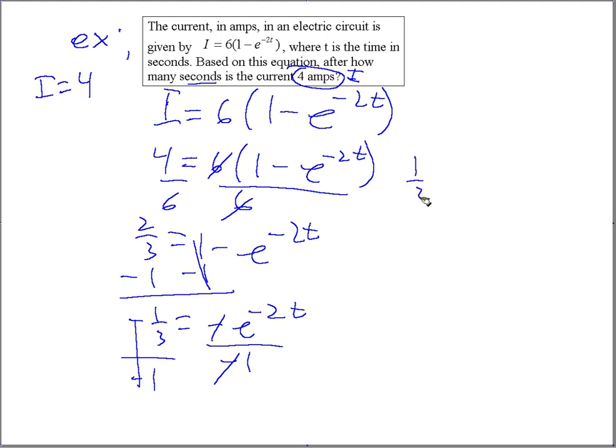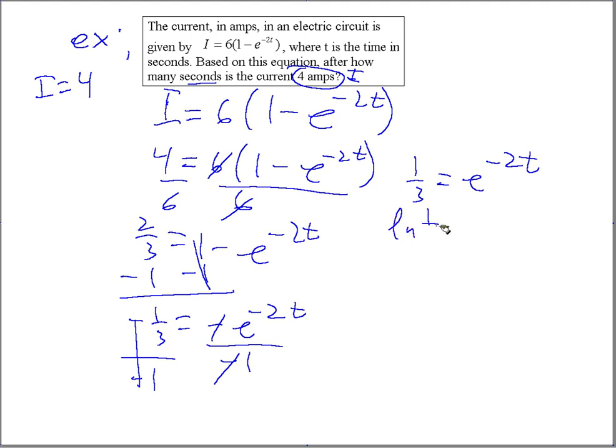So let me continue here. So we get positive 1/3 equal to e to the negative 2t. All right, how do we solve for t? Well, this is base e, the natural number, so this is related to the natural logarithm. So take the ln of both sides to solve for t.